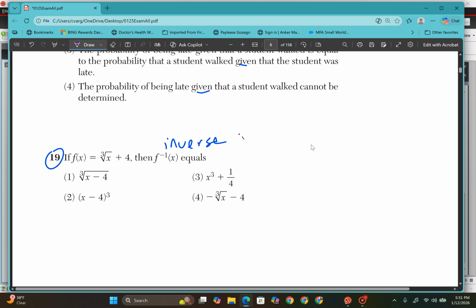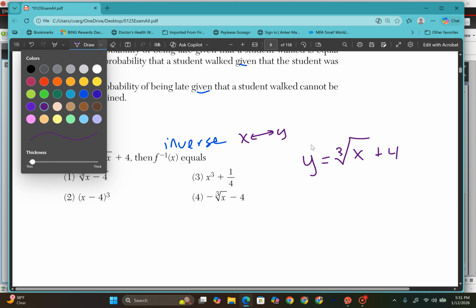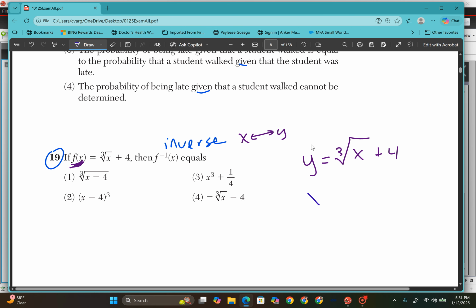Take x and y and switch them. Okay. But we don't have a y here. Oh, yes, we do. F of x is y. So y equals the cube root of x plus 4. Cool. Now we're going to switch. I'm going to change color so I remember that I switched it. X equals the cube root of y plus 4.